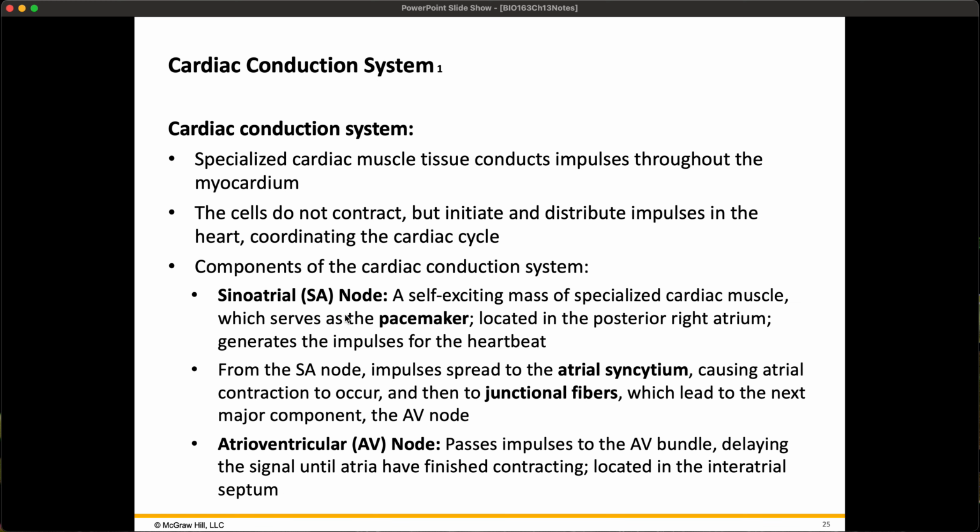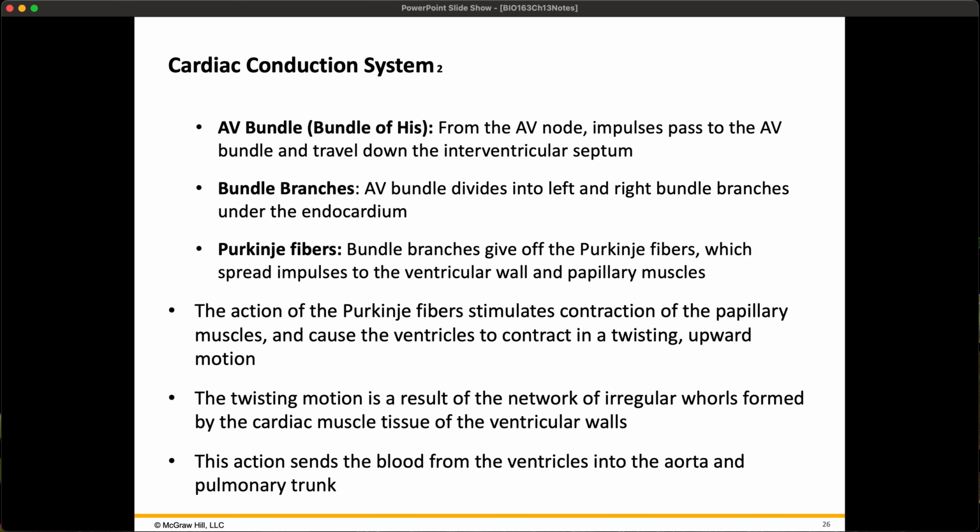So starting at that SA node with the pacemaker, from the SA node, we go through that atrial syncytium to the junctional fibers to the AV node. So that's our next big step, the SA node to the AV node. Then it passes into the AV bundle. And again, like I said, it's delaying the signal so the atria finish contracting and the ventricles can be fully filled.